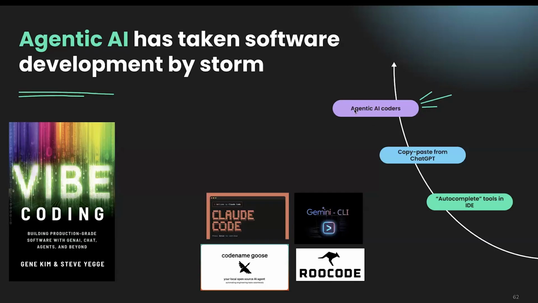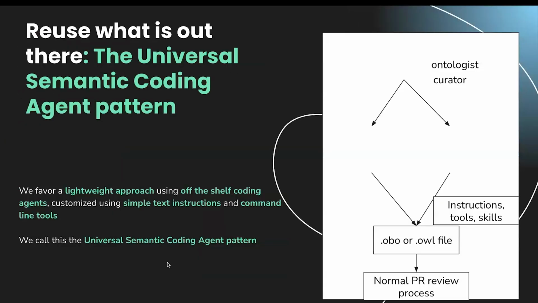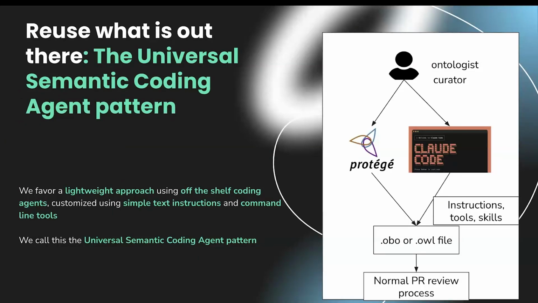Now we've moved on to this paradigm of agentic AI coders, and you might have heard of tools like Claude Code or Gemini CLI and so on. And the basic idea that we had was, just as we have in the past adopted many software engineering tools and frameworks and paradigms for ontology development, we thought, why don't we try adopting some of these kinds of tools for ontology development as well?